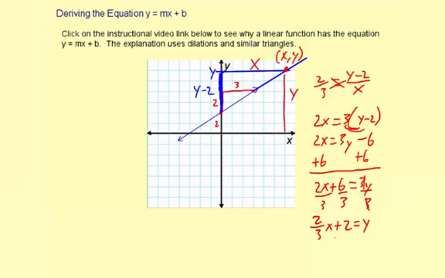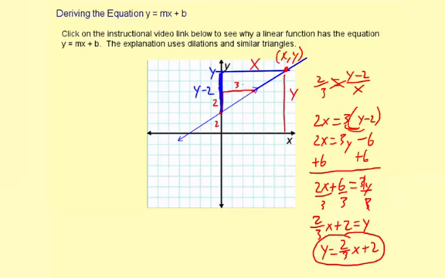I want to reverse it so the y is first. So I'm going to switch sides here. Y equals 2/3 x plus 2. So here is the equation for that line. And I derived it using similar triangles and dilations.